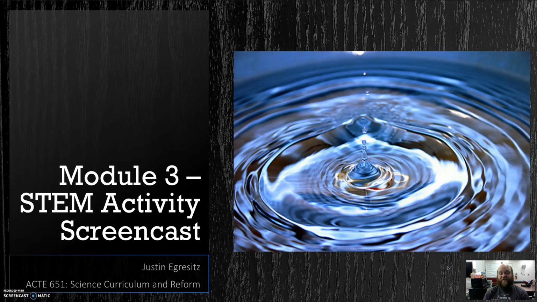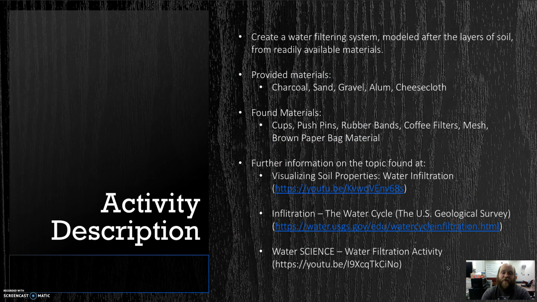Module 3 STEM Activity Screencast is what we're doing today. So the activity description: create a water filtering system modeled after layers of soil from readily available materials. The list of provided materials is there, and then the found materials as well. So there's some further information on the topics that were found.